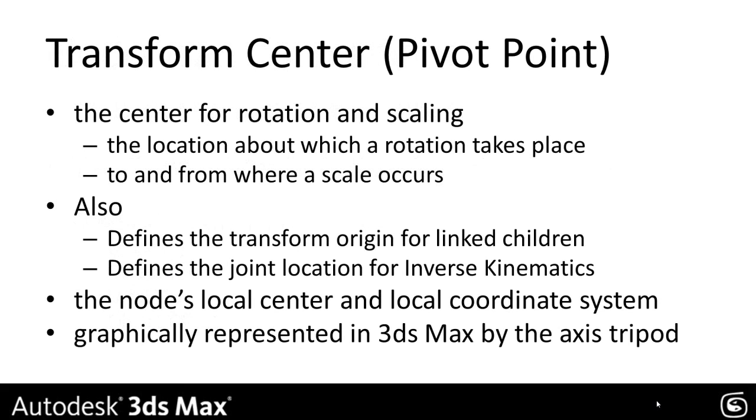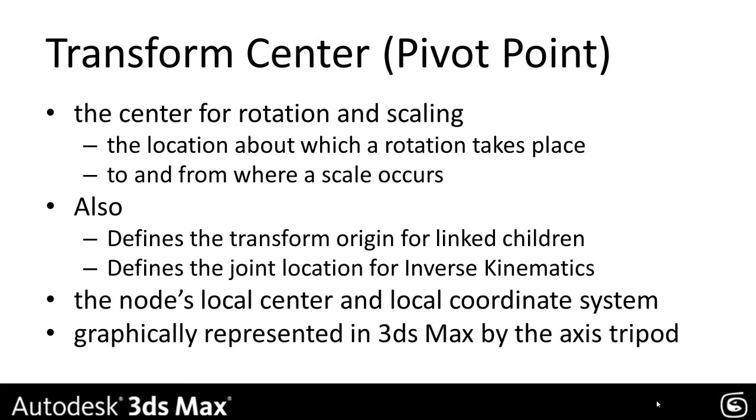So the idea here is that you transform from the center of the object typically, okay, and that's the default. However, when you apply the offset, then the offset moves the geometry. So the transform center is referred to as the pivot point. So this is the node transform. And this is the center for rotation and scaling. It's essentially the location from where rotation would take place and also where the scaling occurs from.